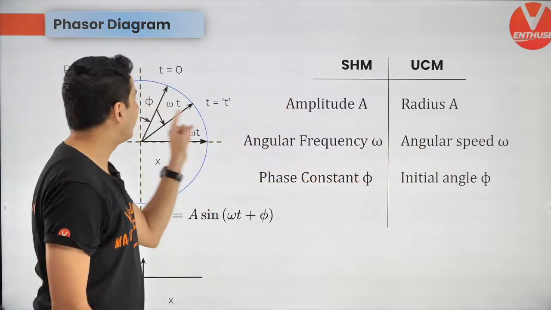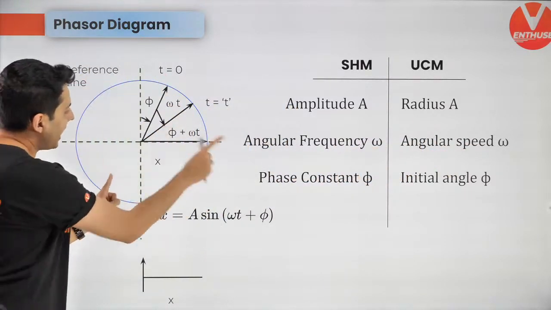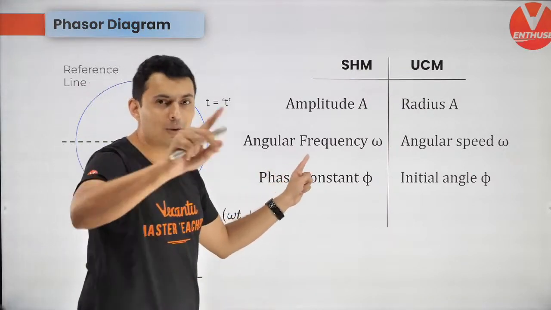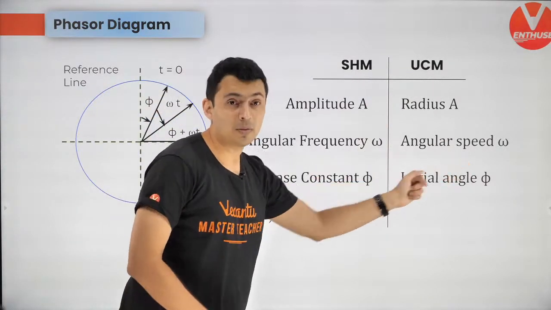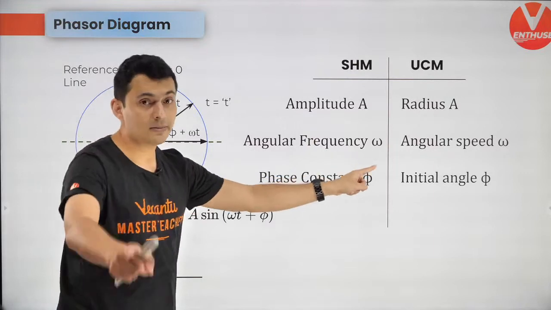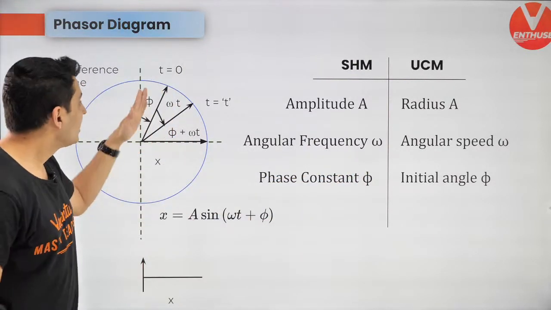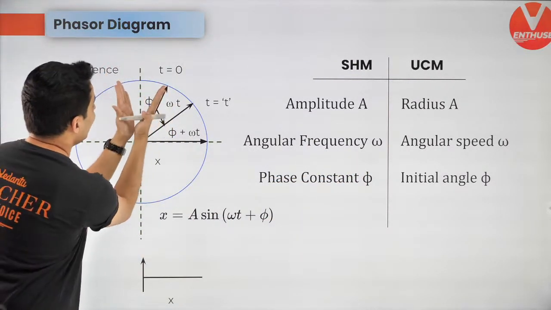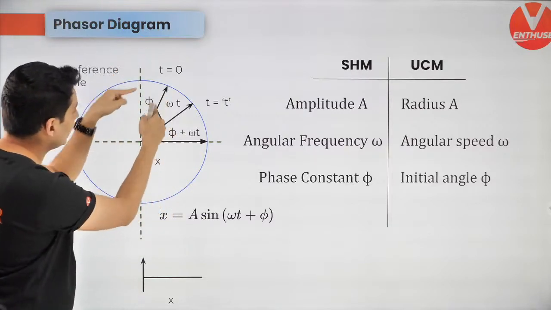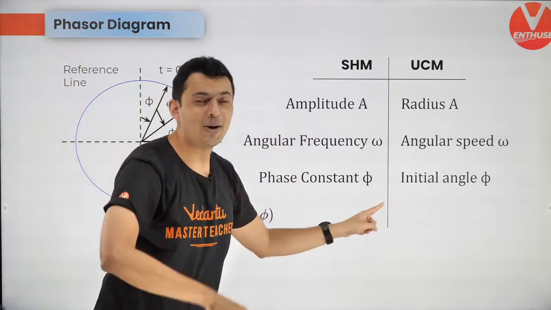The angular speed of rotation is the angular frequency of oscillation. And next up, initially, if this is the angular position, that is the phase constant of the SHM.